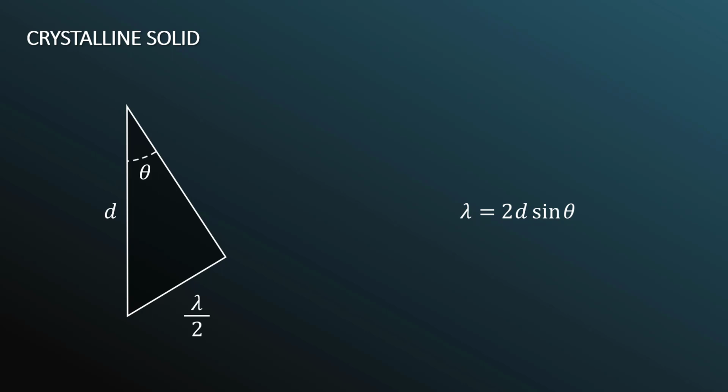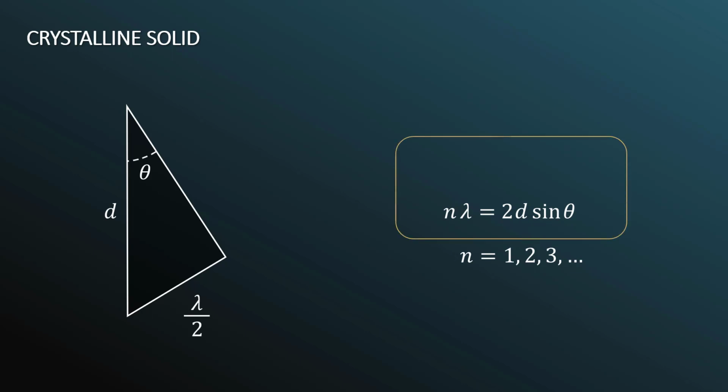Instead of just having lambda, meaning that there's 1 wavelength of a difference, what if we put n here, where n is 1, 2, 3, so we can have a 1 wavelength difference, a 2 wavelength difference, a 3 wavelength difference, indicating that diffraction occurs at whole number integer multiples of the wavelength. And this is known as Bragg's law. Bragg's law is named after Sir William Henry Bragg and William Lawrence Bragg, the father-son team who won the Nobel Prize in 1915 for their work analyzing crystal structures with X-ray diffraction.